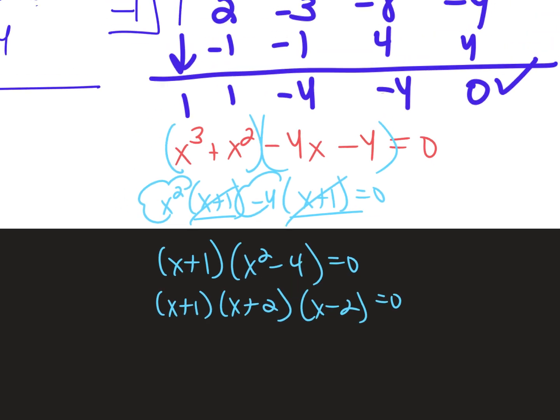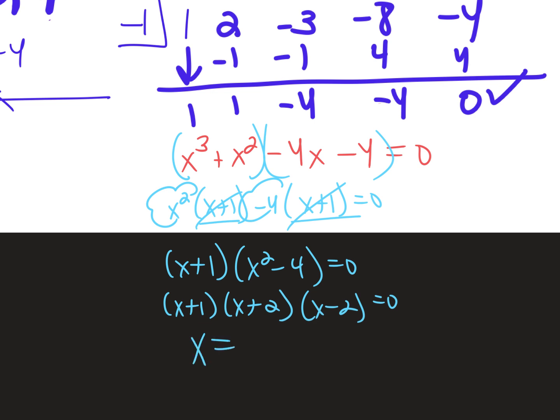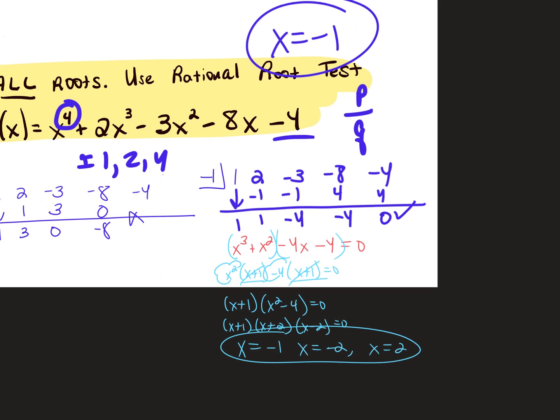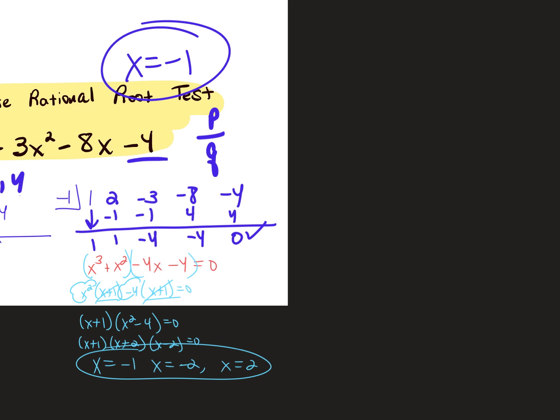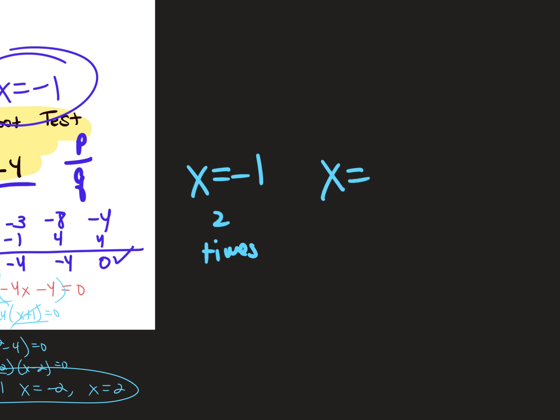So what are my other zeros? Negative 1, negative 2, and positive 2. There is multiplicity. Here, you know what? Let me show you how you would graph this. That's a good point. We have multiplicity, right? You have x equals negative 1 two times. Then we have x equals negative 2 and x equals positive 2, right?